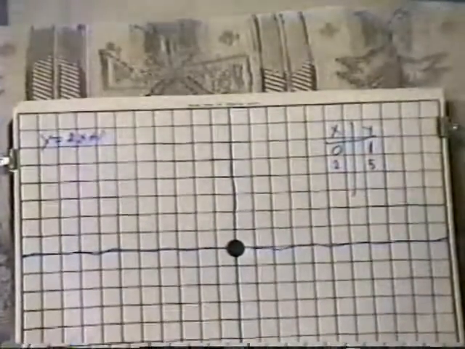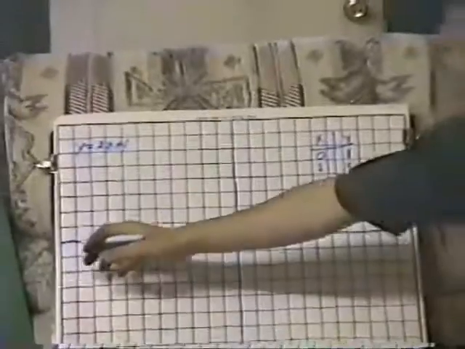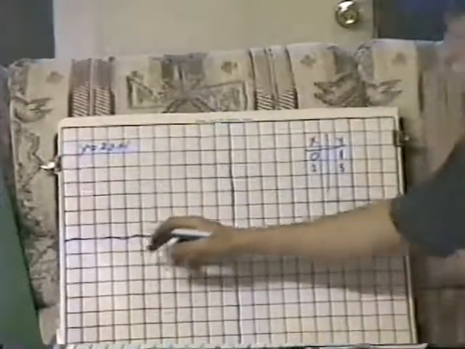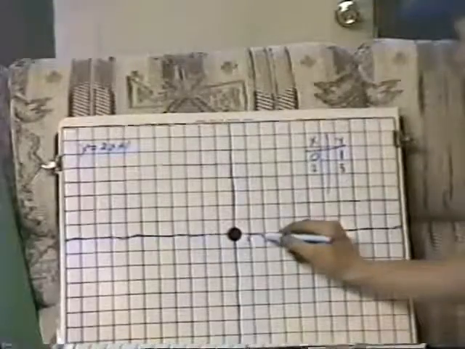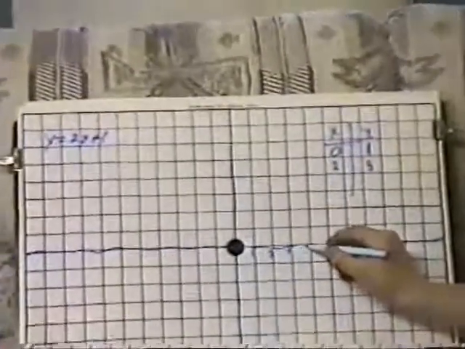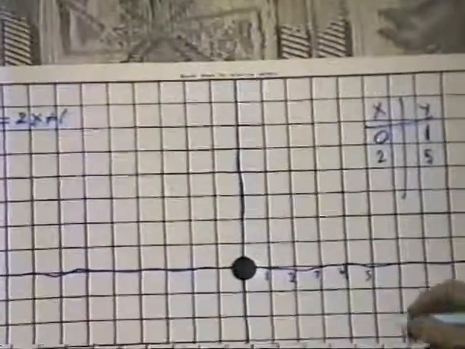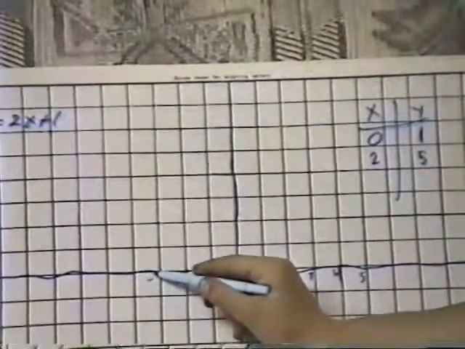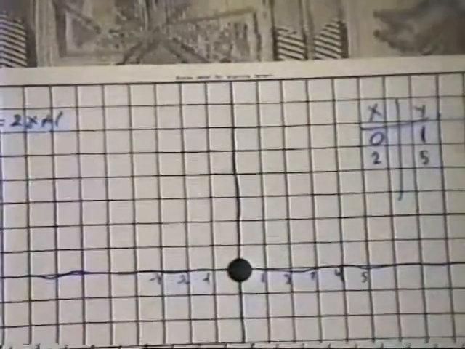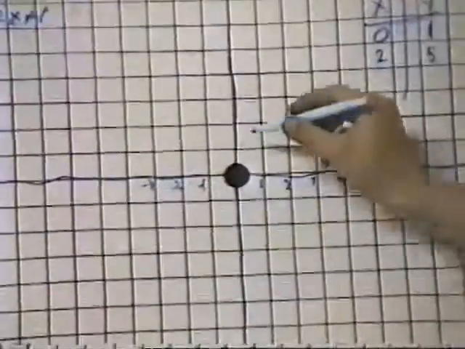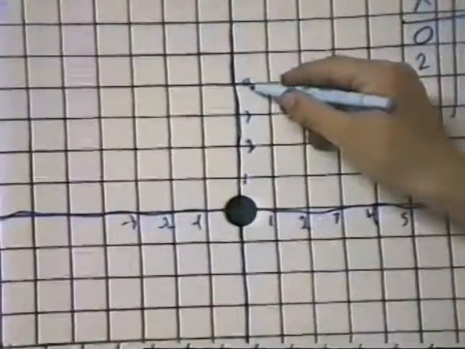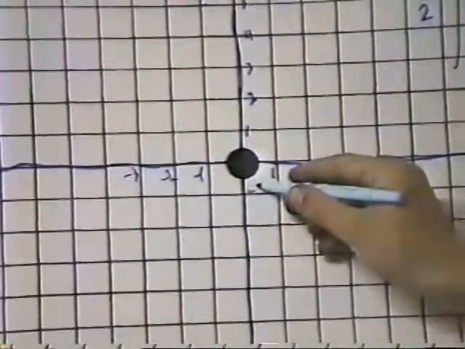Now let's plot these points. This blue line right here is the x-axis. 1, 2, 3, 4, 5. Negative 1, negative 2, negative 3, and so on. This is the y-axis. 1, 2, 3, 4, 5. Negative 1, and so on.